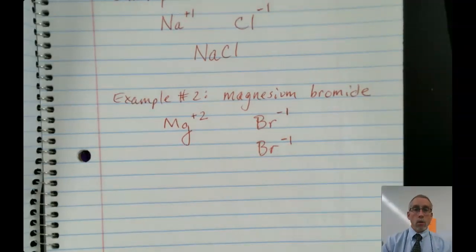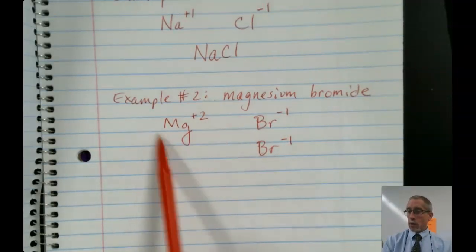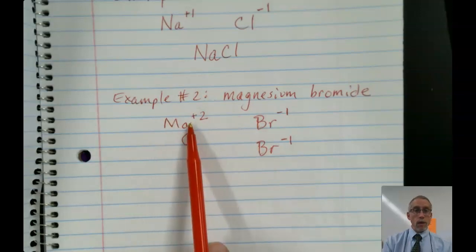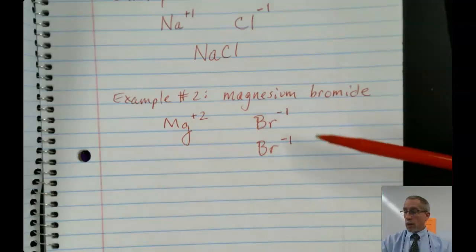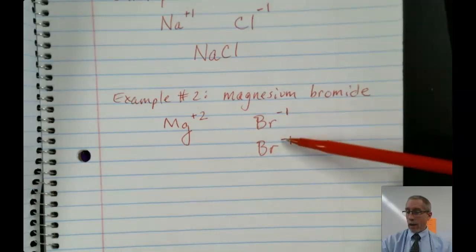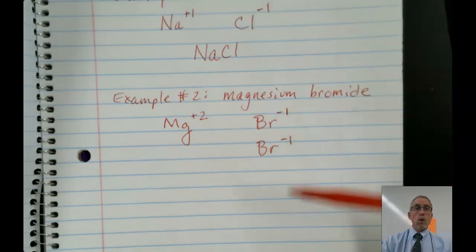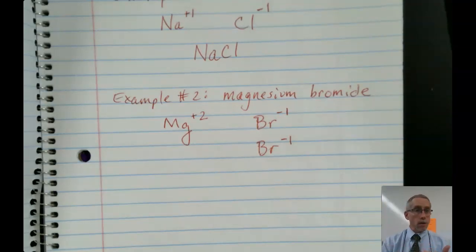See how we're just writing the exact same thing? All right, now let's look what our pluses and minuses are. We have a total of +2 from this one magnesium ion, and we have a total of -2 because each of these bromides has -1. So we've written enough ion symbols to where the pluses and the minuses add up to the same number. 2 pluses and 2 minuses.